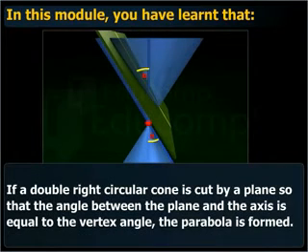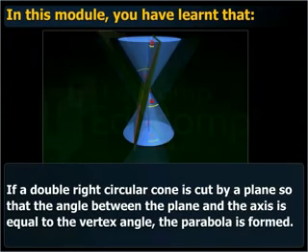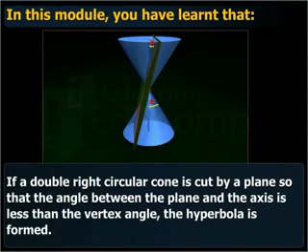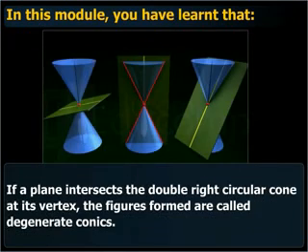If a double right circular cone is cut by a plane so that the angle between the plane and the axis is equal to the vertex angle, the parabola is formed. If the angle between the plane and the axis is less than the vertex angle, the hyperbola is formed. If a plane intersects the double right circular cone at its vertex, the figures formed are called degenerate conics.